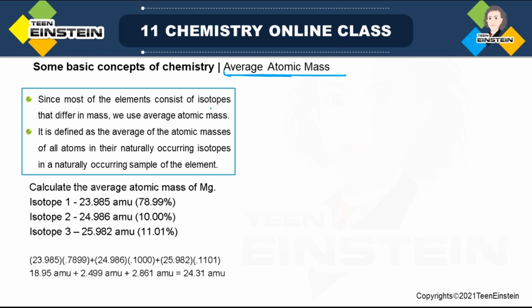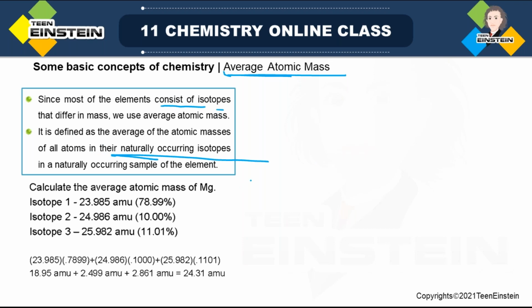Since most of the elements consist of isotopes, oxygen has different isotopes, chlorine has different isotopes, nitrogen has different isotopes. They differ in mass, but their atomic number is the same. So then we have to use average atomic mass. Now if you want to define it, average atomic mass is the average of the atomic masses of all the atoms in their naturally occurring isotopes in a naturally occurring sample.